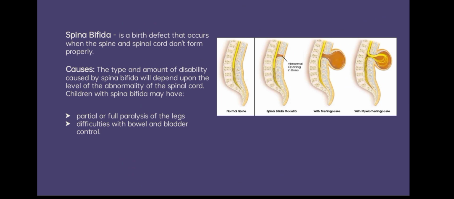Next is the third, which is spina bifida. It is a birth defect that occurs when the spine and spinal cord don't form properly. The type and amount of disability caused by spina bifida will depend upon the level of abnormality of the spinal cord. Children with spina bifida may have partial or full paralysis of the legs, and difficulties with bowel and bladder control. So that is the result for the person.